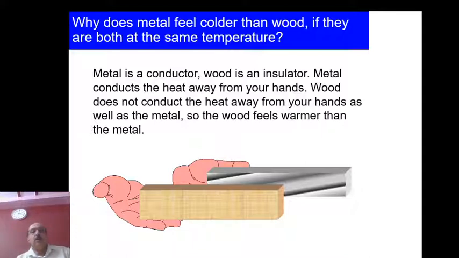The metal will conduct the heat away from our hand because the metal is a good conductor. So heat is transferred from our hand to the metal easily, whereas the wood does not conduct the heat away from our hand as well as the metal. So the wood feels warmer than the metal.